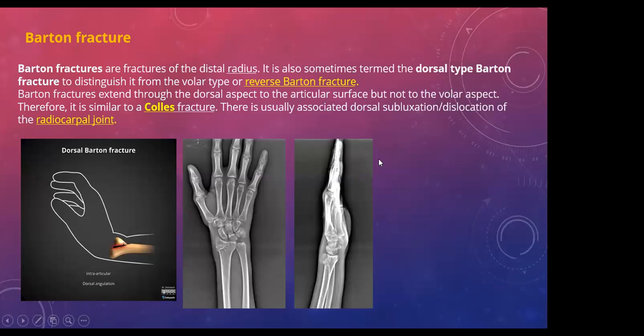Barton fracture is a fracture of the distal radius, also sometimes termed the dorsal type Barton fracture, to distinguish it from the volar type or reverse Barton fracture. Barton fracture extends through the dorsal aspect of the articular surface, but not to the volar aspect, therefore similar to the Colles fracture. There is usually associated dorsal subluxation and dislocation of the radiocarpal joint.